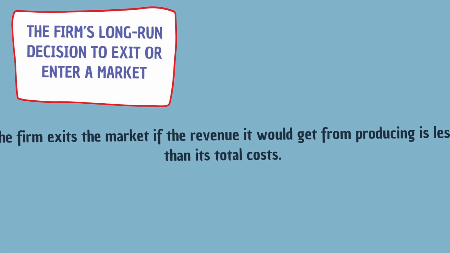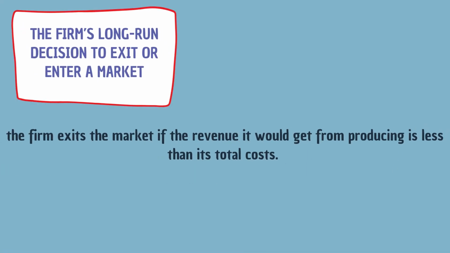The firm's long-run decision to exit or enter a market. A firm's long-run decision to exit a market is similar to its shutdown decision. If the firm exits, it will again lose all revenue from the sale of its product, but now it will save not only its variable costs of production but also its fixed costs. Thus, the firm exits the market if the revenue it would get from producing is less than its total cost.